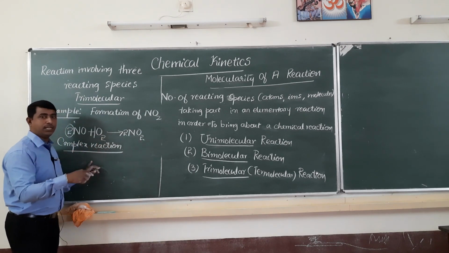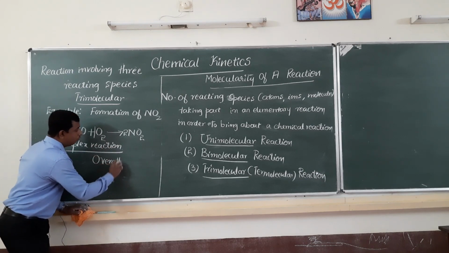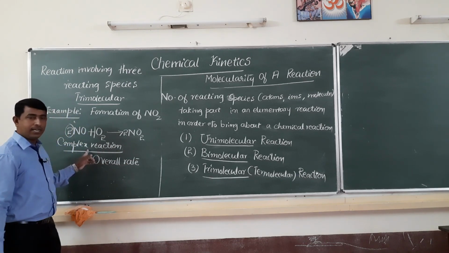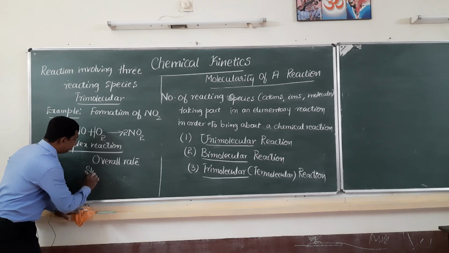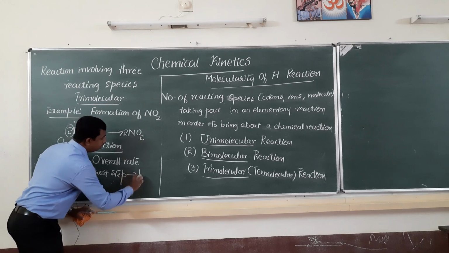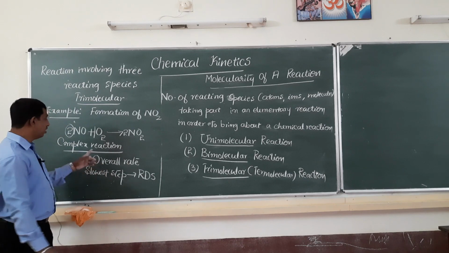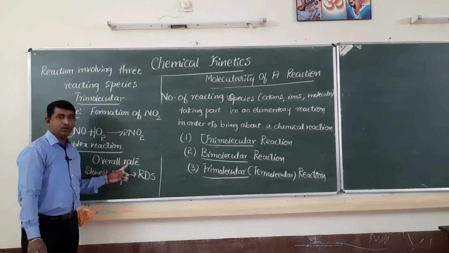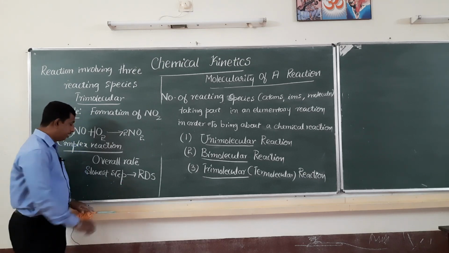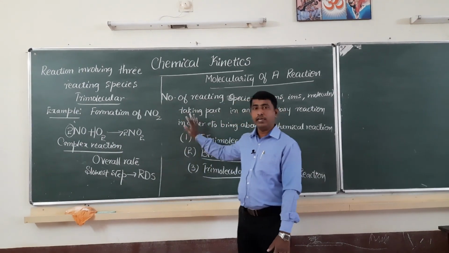In those steps, we have to consider the slowest step, and that slowest step decides the overall rate of the complex reaction. Yesterday also I told you, the slowest step is called the rate determining step, RDS. Remember, molecularity is applicable only for elementary reactions.